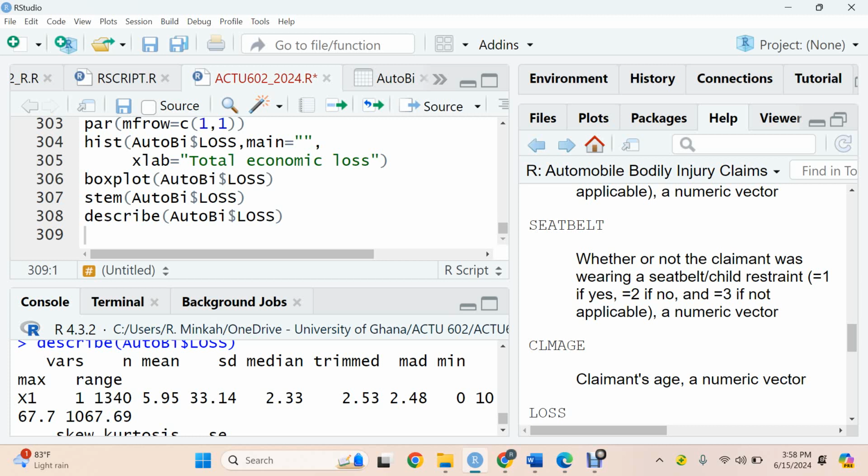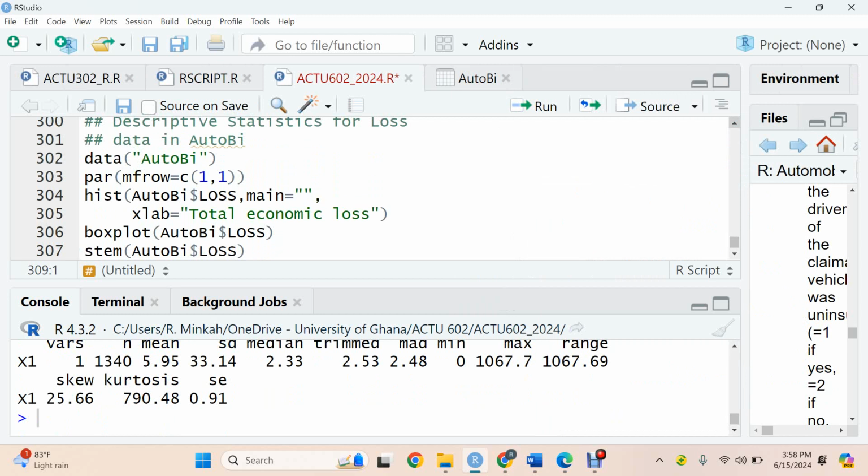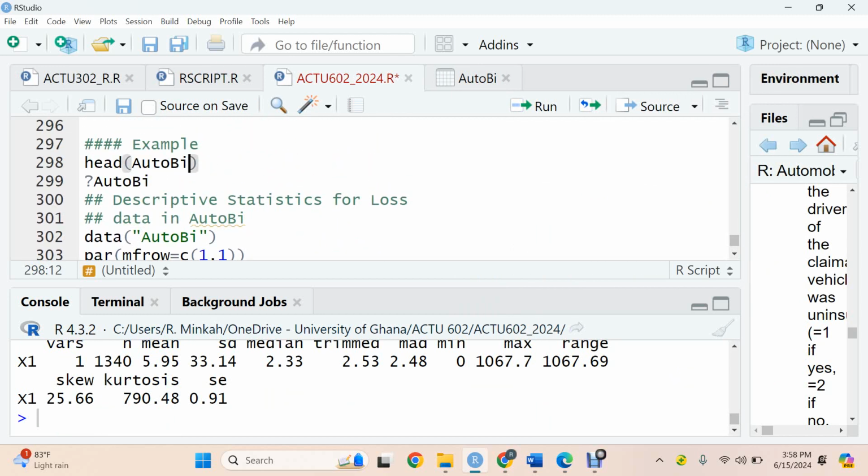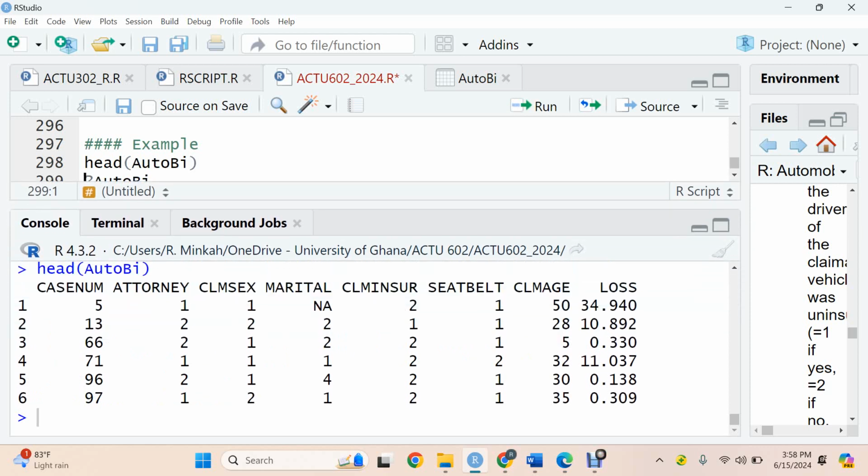We have the data, okay? That's the head of the data. You have the data in this form, right? You have the loss. You have the seat belt data as well, the corresponding. How can we get either a graph or do some descriptive statistics that will be tied to the seat belt?